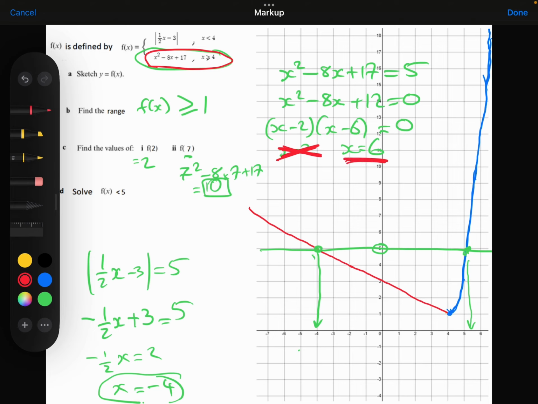So my sketch wasn't particularly very good over here. My sketch should probably have been more like that. But no bother. In terms of answering this question, we're getting the correct values algebraically anyway.